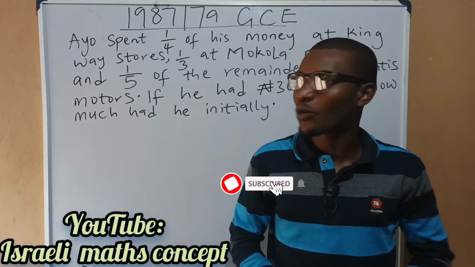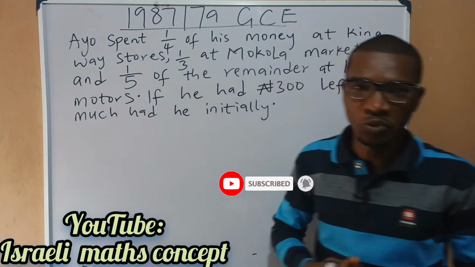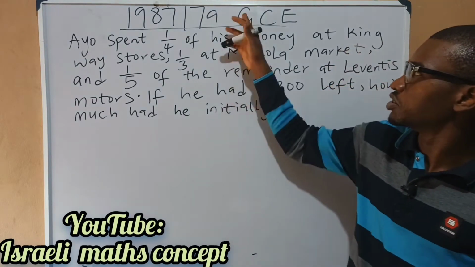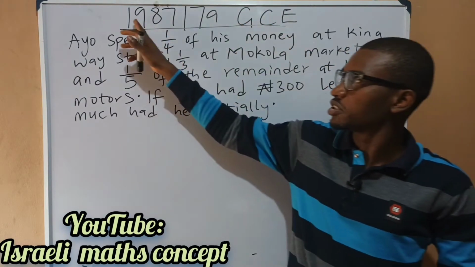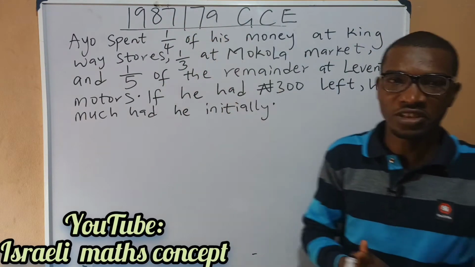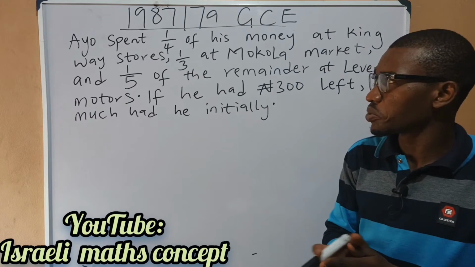In this tutorial, I want to solve this word problem which involves fractions. The question is sourced from GCE, from the year 1987, question number 7A precisely. Alright, I want to read out the question first of all.